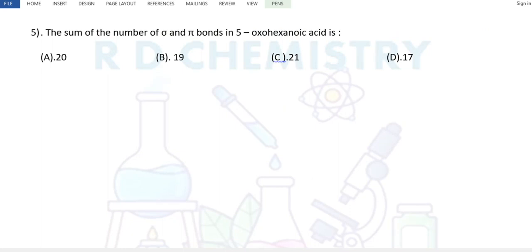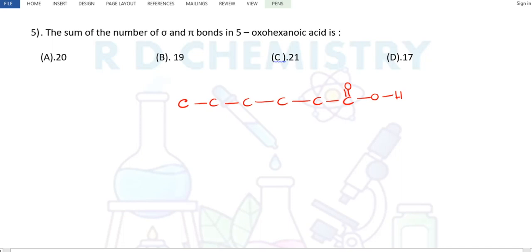Question number 5. The sum of the number of sigma and pi bonds in 5-oxohexanoic acid is. Hexanoic means 6 carbon atoms: first carbon, 2, 3, 4, 5 and 6. Hexanoic acid has a double bond and OH. 5-oxo means keto group. On carbon number 5, there is the keto group, the oxo group. The rest of the bonds are in the form of hydrogen atoms.